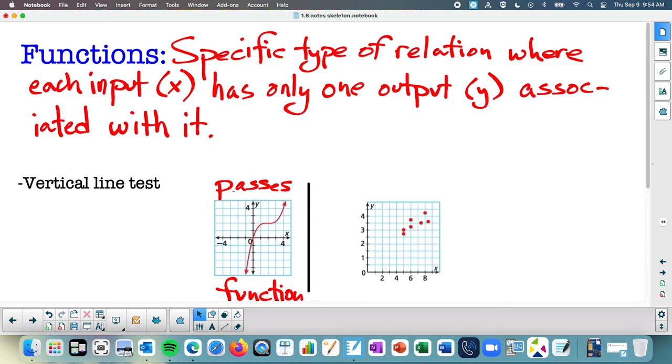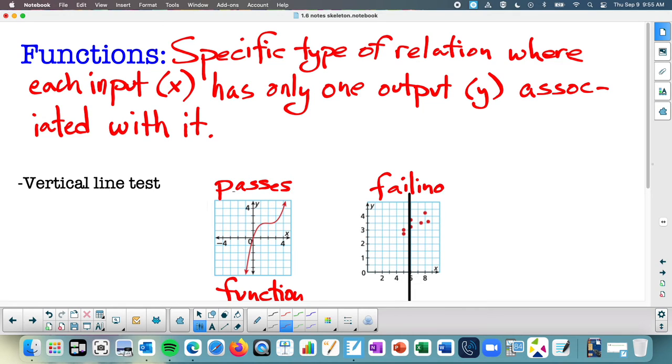The second one, in multiple locations, your line would cross more than once. There are 2 dots right here that it hits at the same time, and 2 dots right there that it hits at the same time. So we would refer to this as failing the vertical line test. Now this would mean this is not a function. So if you're trying to determine whether something is a function by a picture, you use the vertical line test.